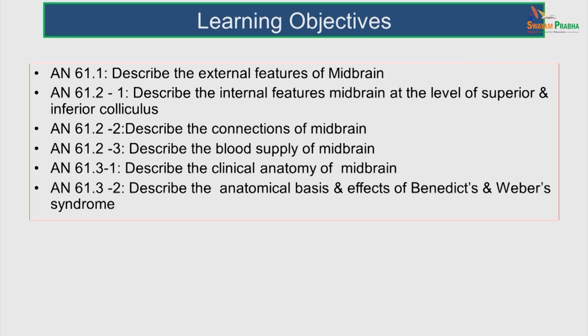The learning objectives for this session are to describe the external features of the midbrain, describe the internal features of the midbrain at the level of the superior and inferior colliculus, describe the connections of the midbrain, describe the blood supply of the midbrain, describe the clinical anatomy of the midbrain, and describe the anatomical basis and effects of Benedict's and Weber's syndrome.